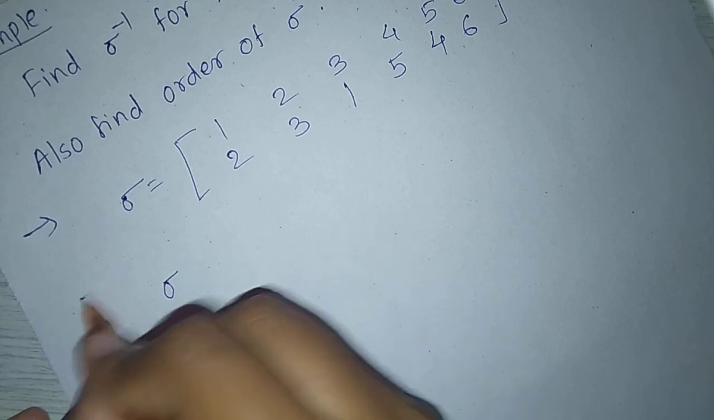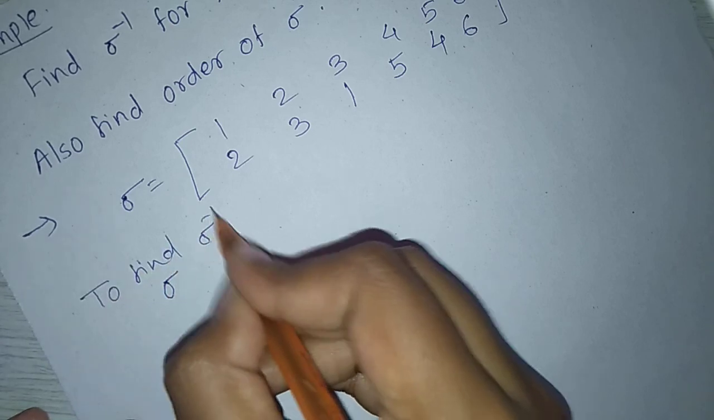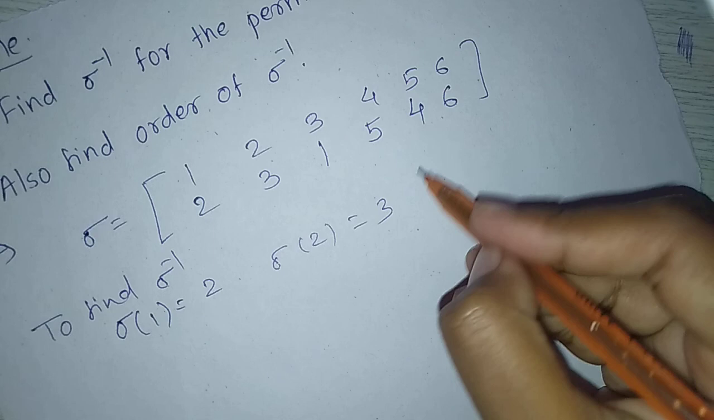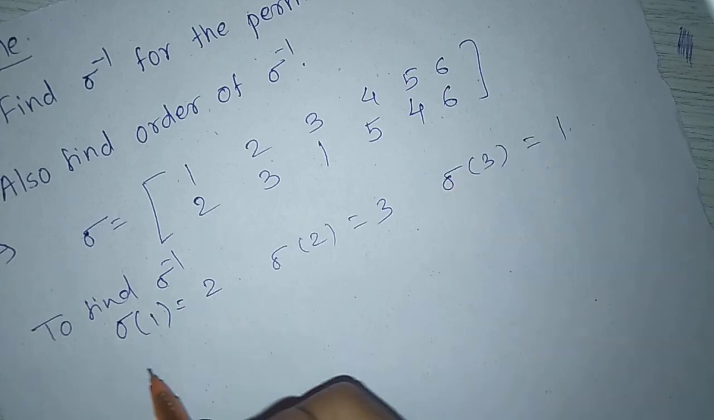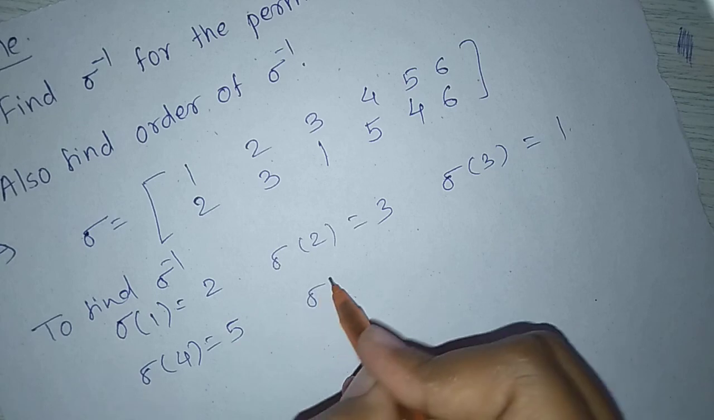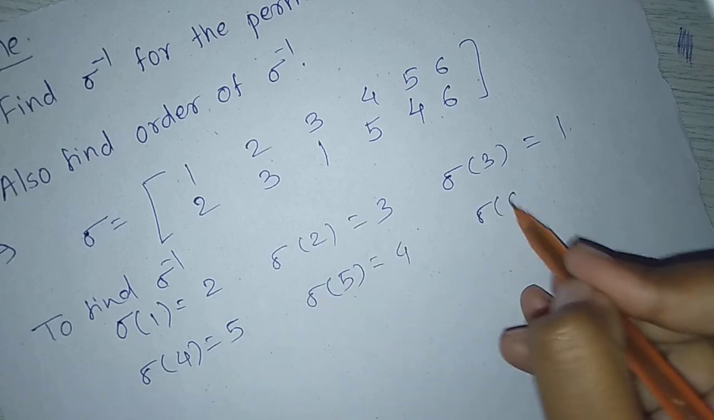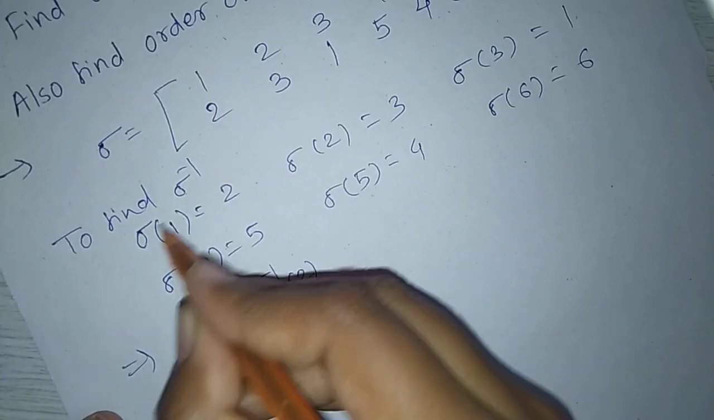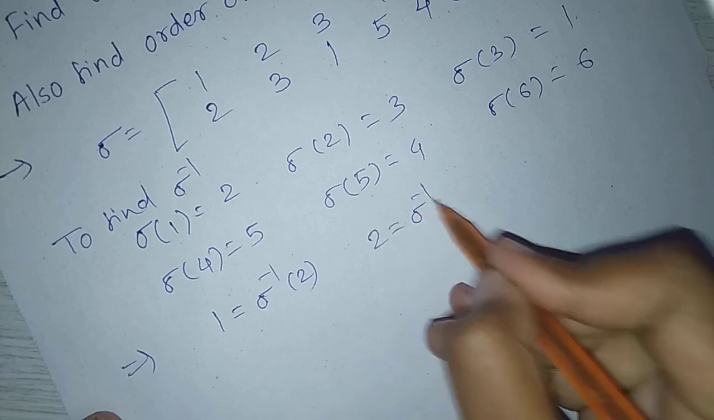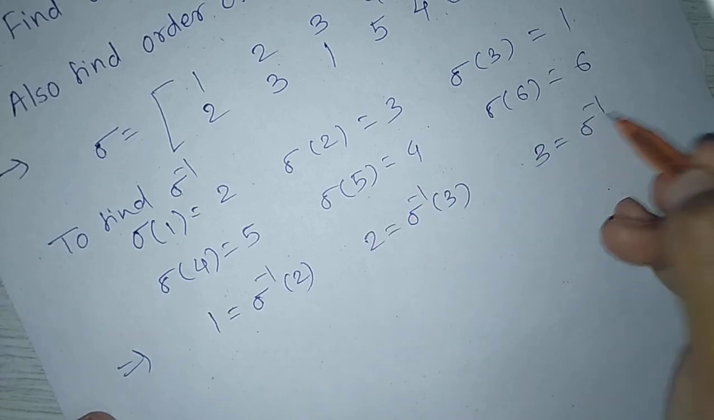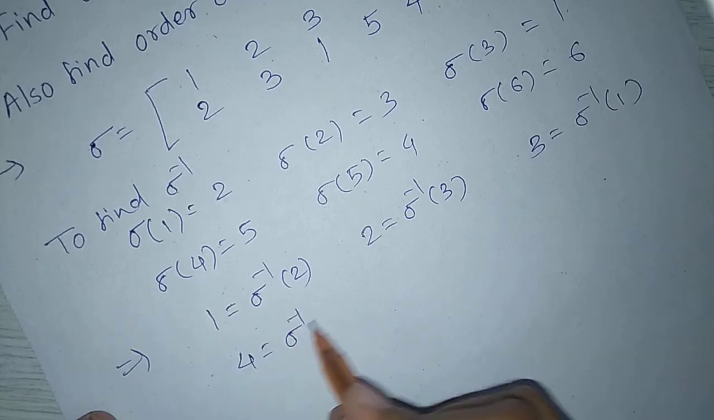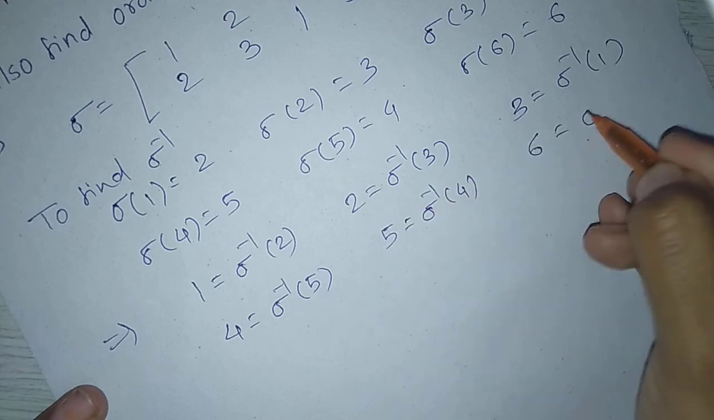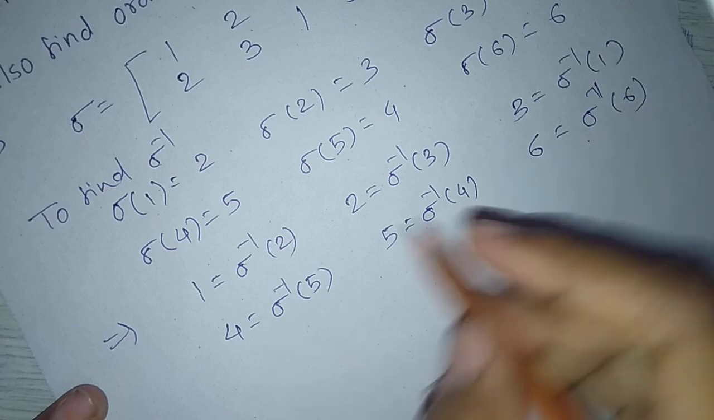To find sigma inverse: sigma of 1 equals 2, sigma of 2 equals 3, sigma of 3 equals 1, sigma of 4 equals 5, sigma of 5 equals 4, sigma of 6 equals 6, which implies 1 equals sigma inverse of 2, 2 equals sigma inverse of 3, 3 equals sigma inverse of 1, 4 equals sigma inverse of 5, 5 equals sigma inverse of 4, 6 equals sigma inverse of 6.